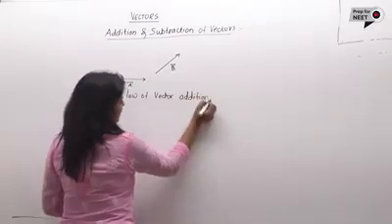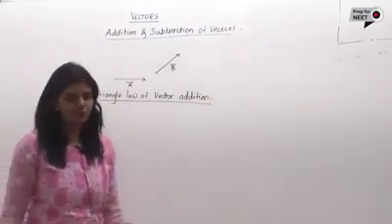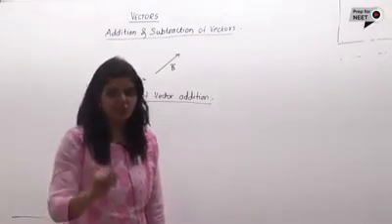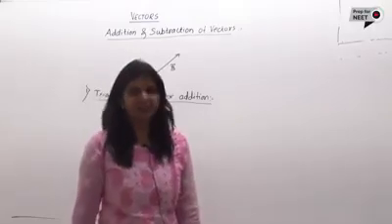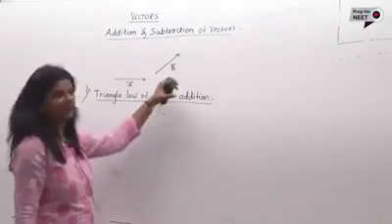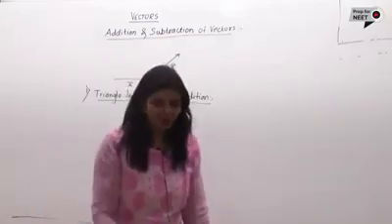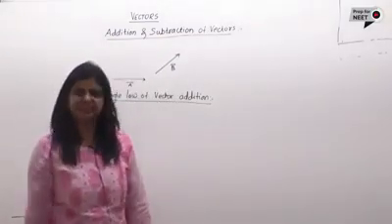What does the triangle law of vector addition say? Whichever two vectors are given to you, you can arrange them like two adjacent sides of a triangle taken in order. Then the resultant of these two vectors is a vector which is drawn from the starting point of the first vector to the end point of the second vector.